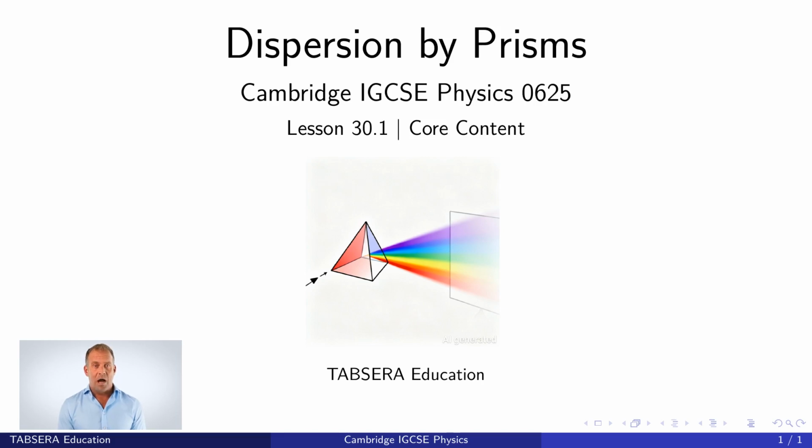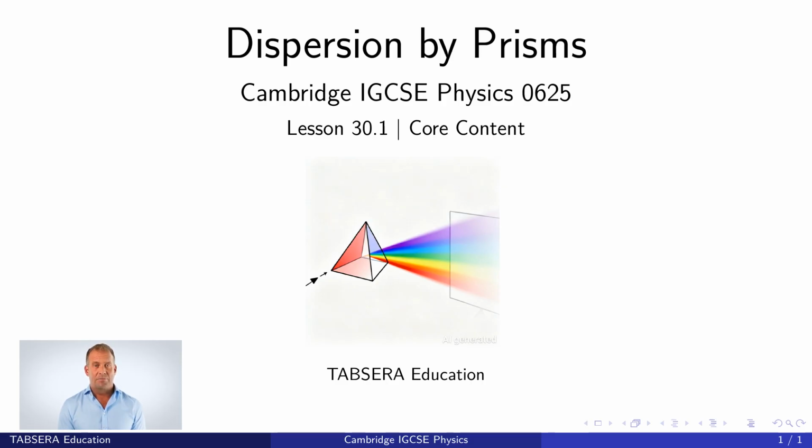Welcome to Cambridge IGCSE Physics, Lesson 30.1, Dispersion by Prisms. Today we explore how white light separates into colours when passing through a triangular glass prism. This fundamental optical phenomenon demonstrates the wave nature of light and forms the basis for understanding spectroscopy and optical instruments.